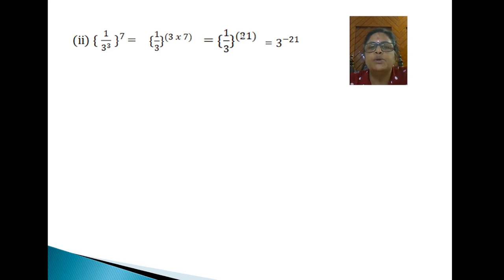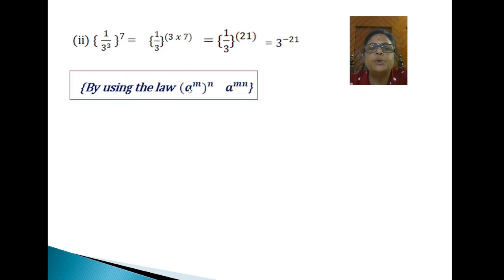Here 1 by 3, the whole raised to 21 is 3 raised to negative 21. You know that a raised to negative m is 1 by a raised to m. 1 by 3 is 3 raised to negative 1. So 3 raised to negative 1 into 21 is negative 21.